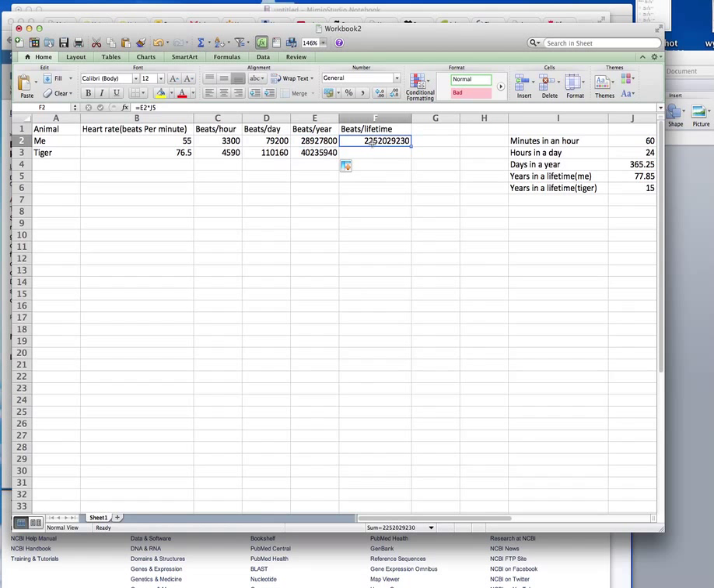So now I can copy this one down. There we go. Now beats in a lifetime, do I want this one to increment? It says E2. I want it to go to E3, so that's good. And this one says J5. Do I want it to go to J6? Yeah, so I don't put the dollar sign because the tiger will have a different life expectancy than I do. So their heart would beat a lot fewer times than mine because their life expectancy is that many years.